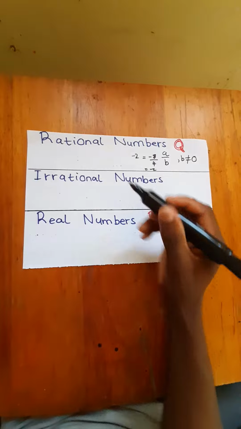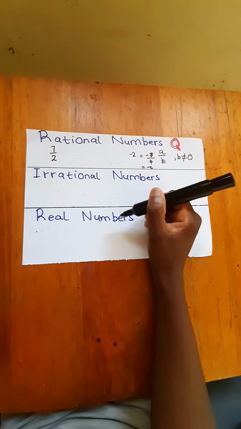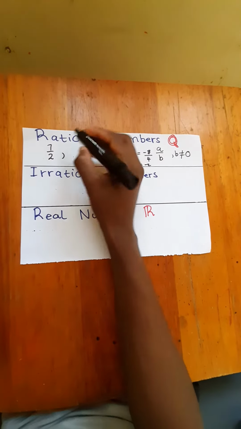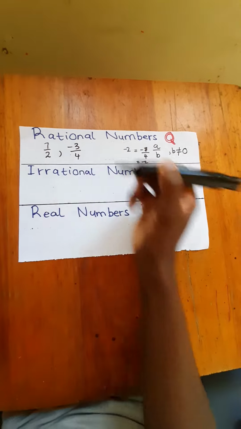Let us write a fraction, for example. Let's say you have 7 halves. This is a rational number. You have negative 3 quarters. This is a rational number.